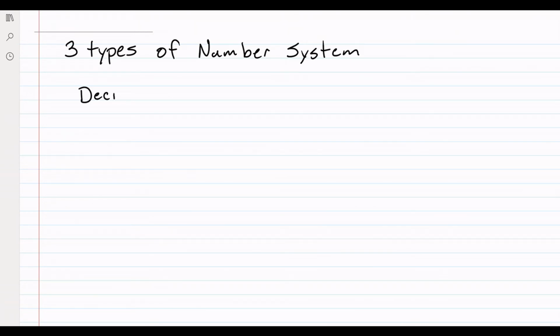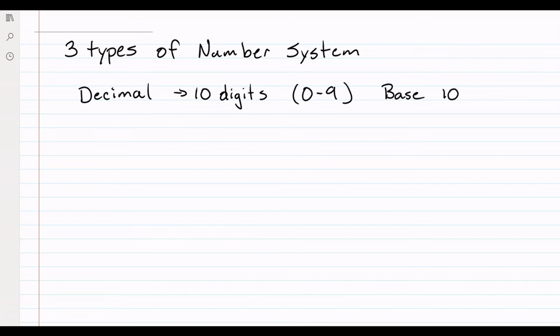Okay, so in this video we're going to look at the three types of number systems that occur in a computer system. Those would be binary, hexadecimal, and decimal numbers. Decimal is the one that we use in our day-to-day experience. It has 10 digits, the digits 0 to 9, and it's often called a base 10 number system. The base is the number of digits.